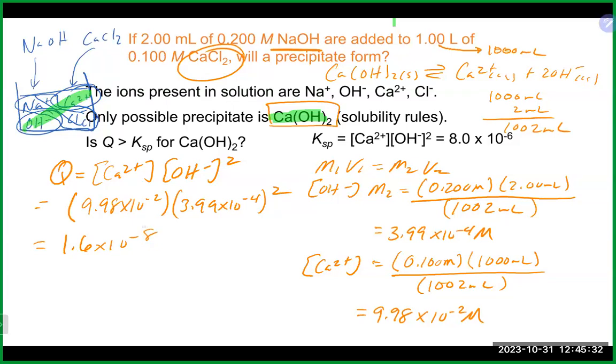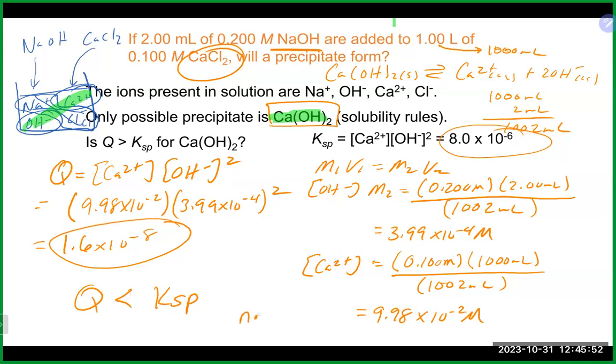We would then take our Q value and compare it to our KSP value. In this case, the Q is less than, as minus 8 is less than minus 6. That means, would we expect a precipitate or no precipitate? No precipitate. Again, you could go opposite of where it's pointing, which means it would go to the product side, and all these guys on the product side are aqueous ions, right? So we would have no precipitate in this case.